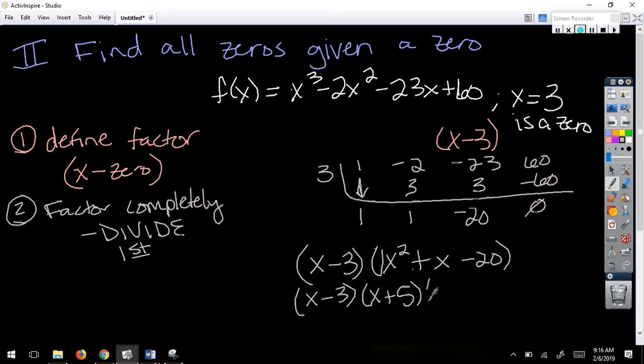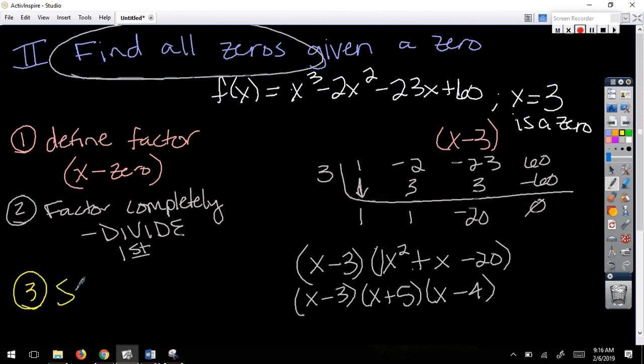Now, the problem didn't ask me to factor completely, although I have to do that to finish it. The problem asked me to find all zeros. Which is positive 3, and now negative 5 and positive 4. I just solved. Yes, that's it, okay?